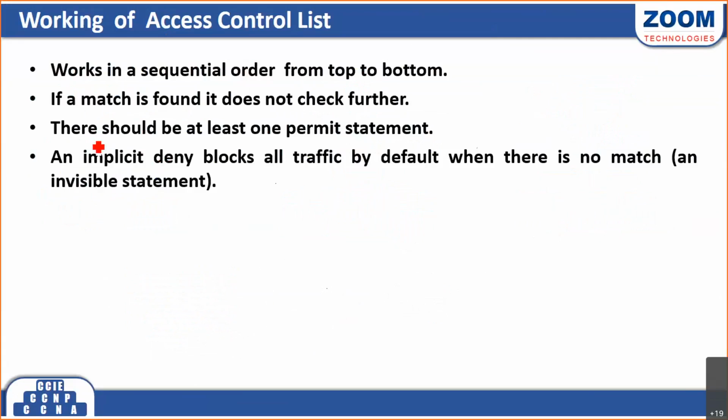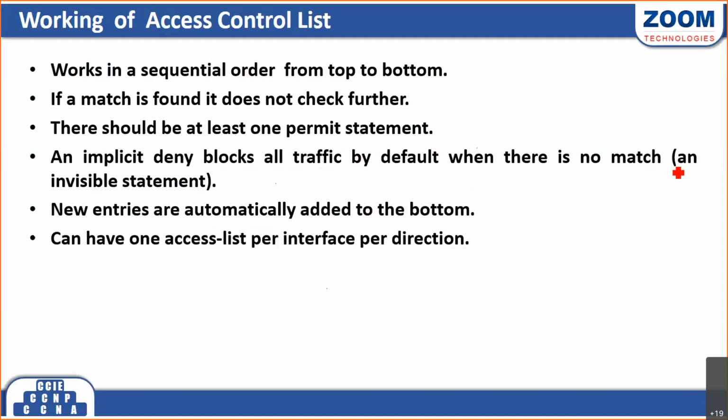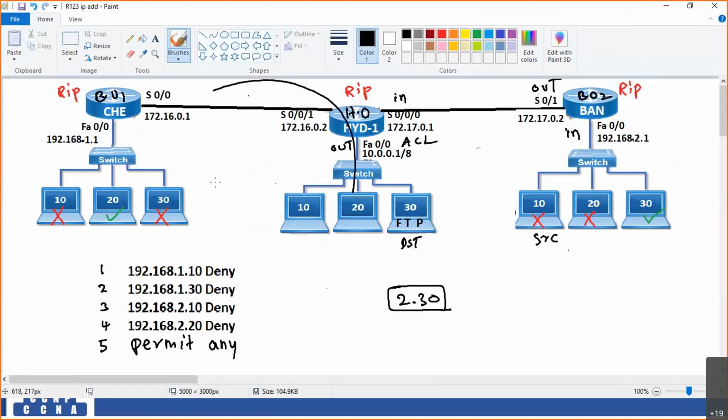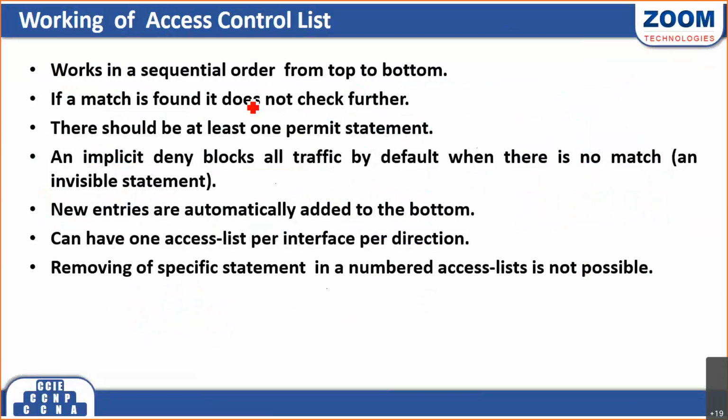So there should be at least one permit statement. If there is no permit statement, it blocks all traffic by default when there is no match. Clear? New entries are automatically added to the bottom of the rule list. You can have one ACL per interface per direction. When traffic is going in one direction, you can configure only one ACL, and in the other direction, another ACL. In one direction we cannot configure multiple ACLs. Also, removing a specific statement in a numbered ACL is not possible. I'll tell you about that point.